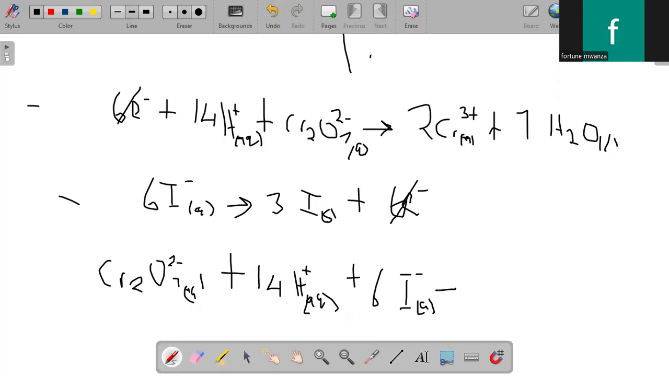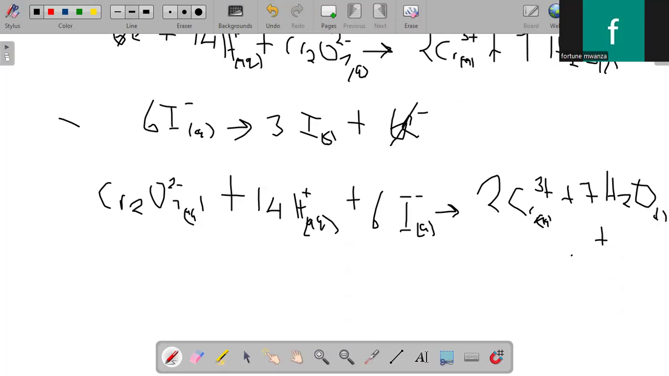So this is on the reactant. On the product side, I've remained with 2 Cr3+ in aqueous, plus 7 water molecules, plus my 3 iodine, I2, as a solid. So this is how you balance your redox reaction in acidic media.